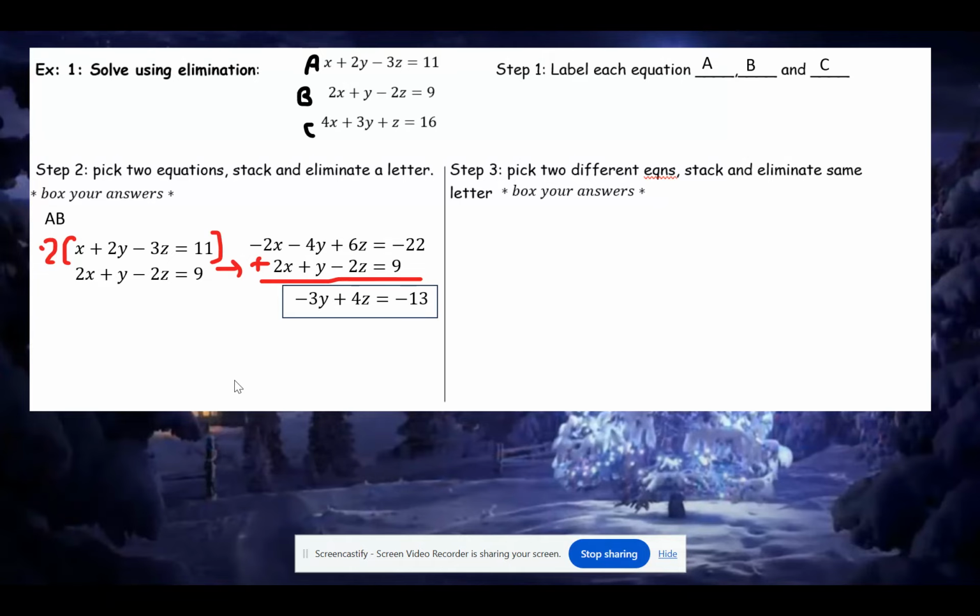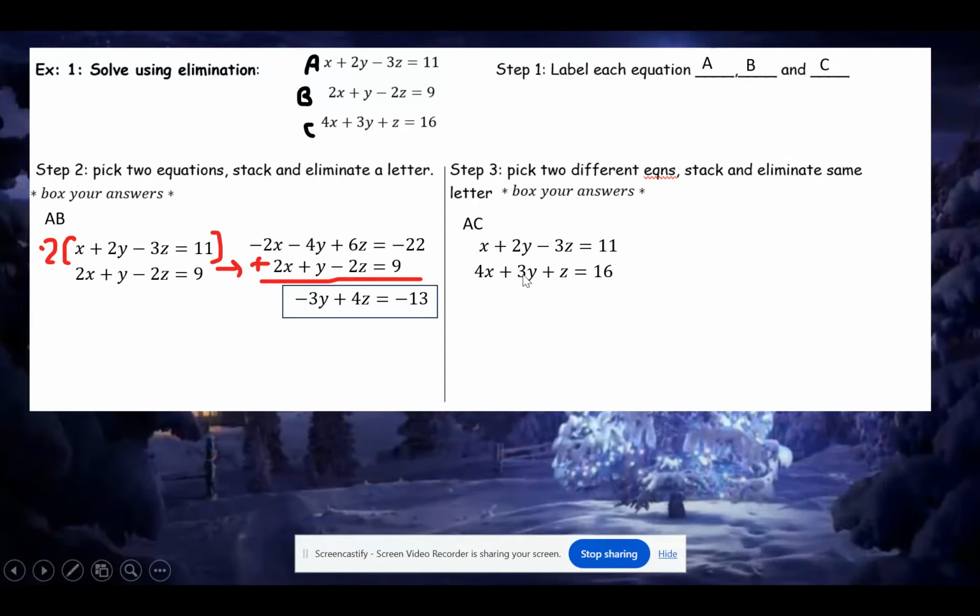All right, so step 3, you're going to pick 2 different equations. So you may pick B and C to use, or you can pick A and C. It just has to be a different pairing than A, B. I'm going to go with A and C, and the first thing I'm going to do is copy my A equation, and then I'm going to copy my C equation.